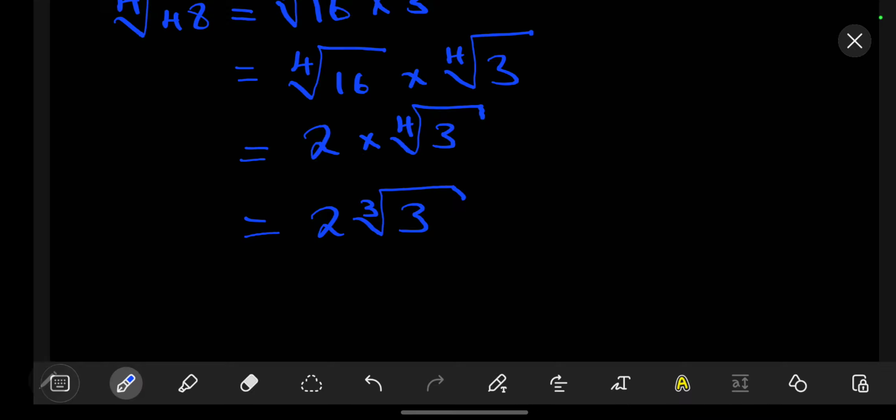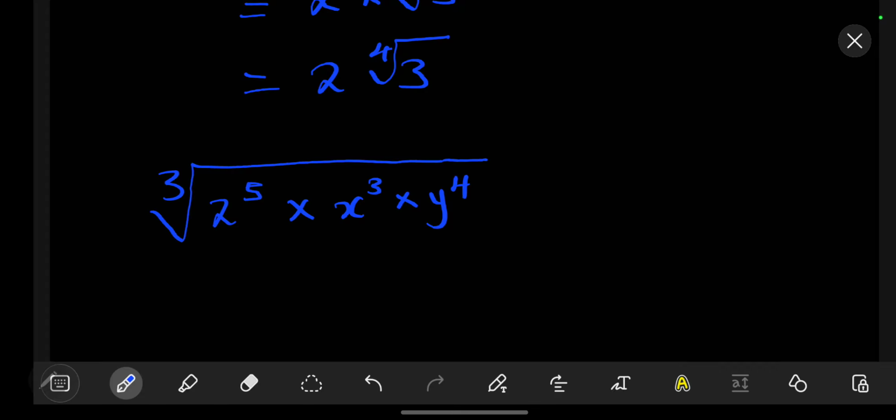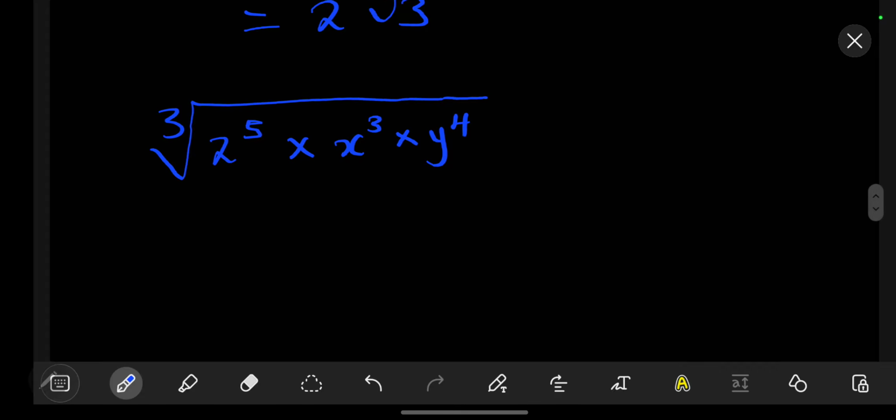So let's look at our last problem. Yeah, we have made a simple mistake in writing the fourth root. Let's look at this one. So we have the cube root of 2 to the power of 5, x to the power of 3, y to the power of 4.